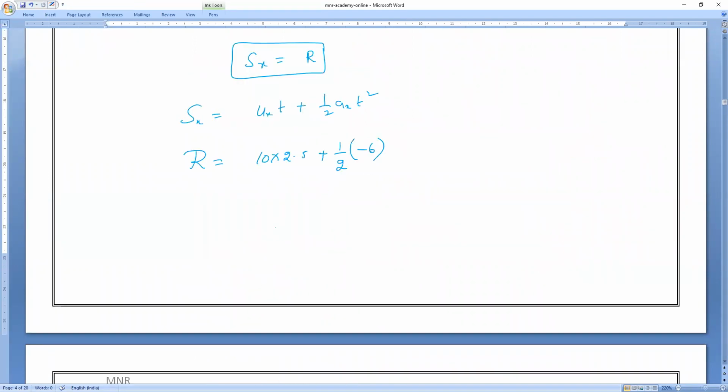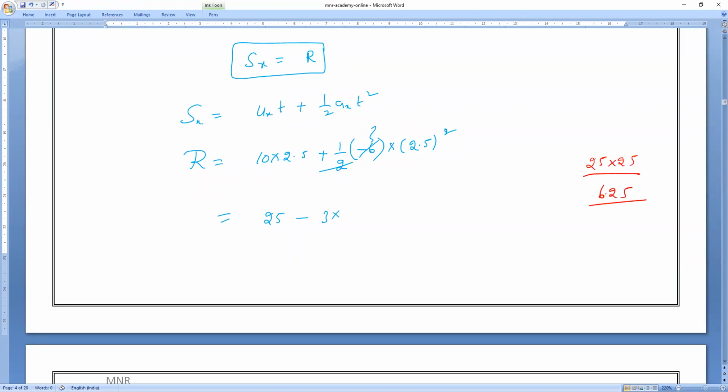So minus 6 into the time, 2.5 whole square. Solve it now. 10 into 2.5 is 25. Next, plus into minus is minus, so 3 into 2.5 whole square. Quickly tell me, what is 2.5 whole square? 25 whole square is 625.